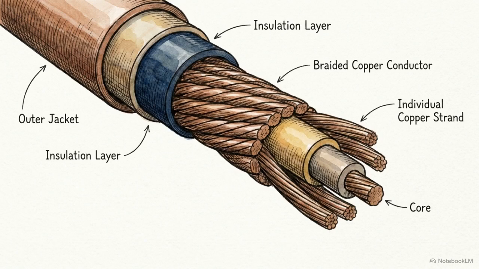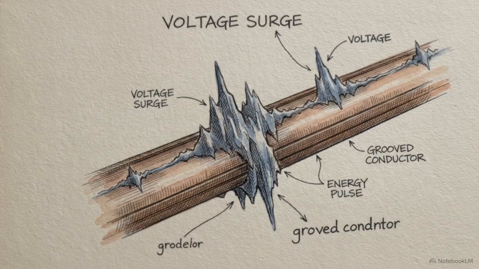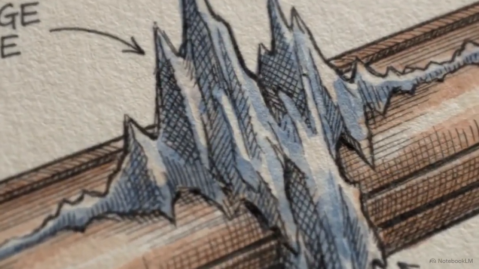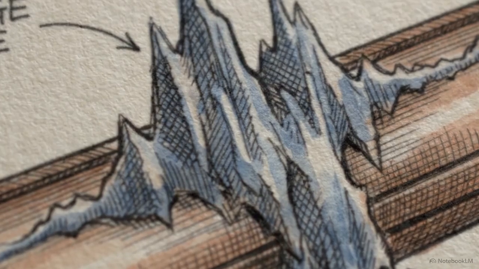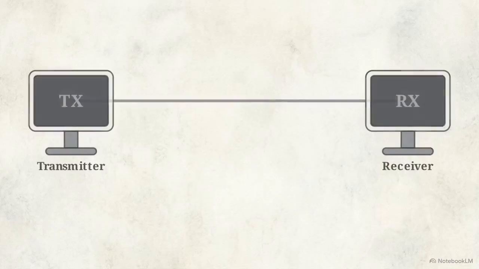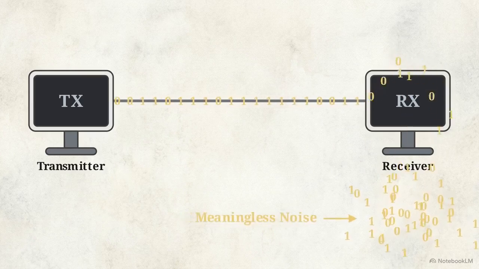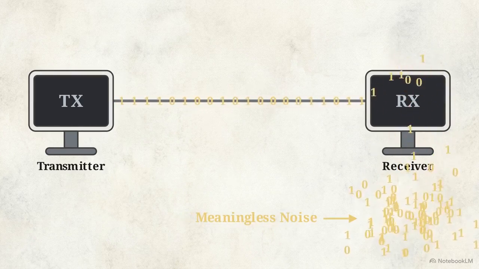A network cable is a length of metal. It has no awareness of files or websites or text messages. It only carries erratic pulses of electricity moving at a fraction of the speed of light. If a computer blasts a continuous stream of ones and zeros down that wire, the device on the other end faces a stream of random data. Without a coordination layer, these signals are interpreted as meaningless noise.